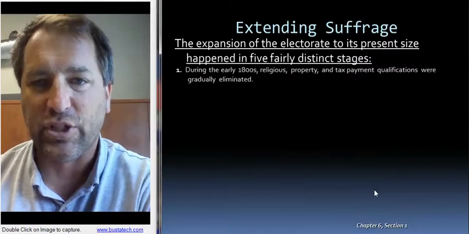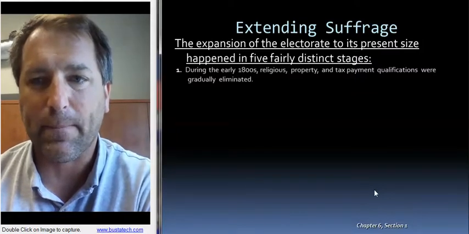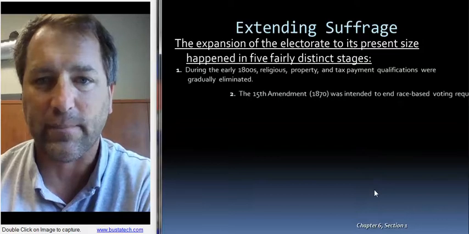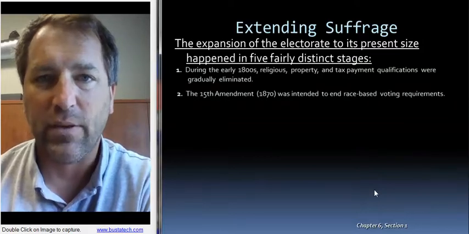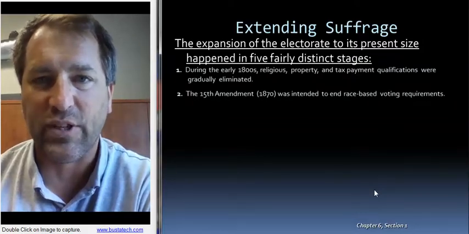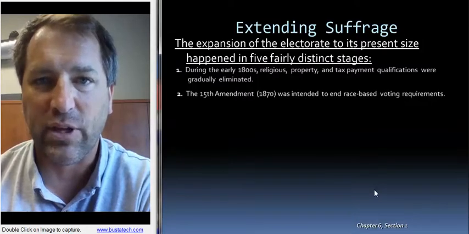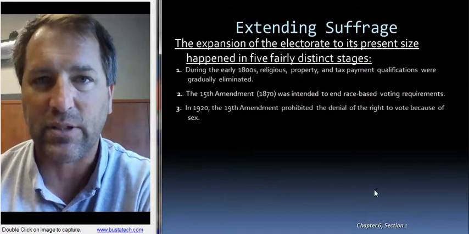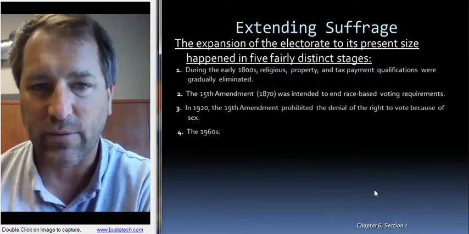The religious, property, and tax qualifications were eliminated in the early 1800s already. Then shortly after the Civil War, the 15th Amendment was intended to give all races voting privileges. However, many states in the South found ways to keep them from voting. Then, as mentioned earlier, in 1920, the 19th Amendment allowed women the right to vote, or suffrage.